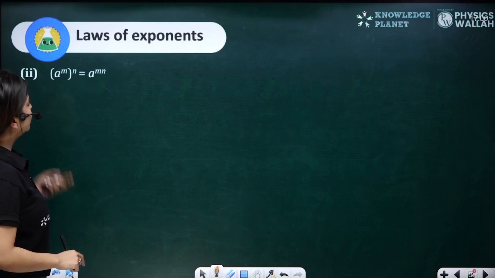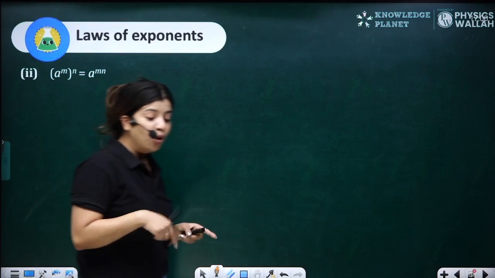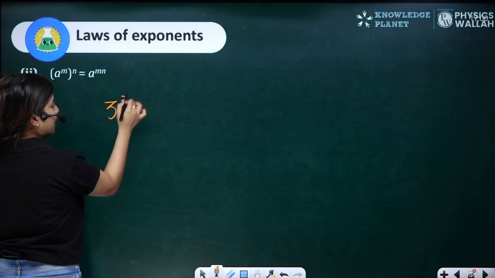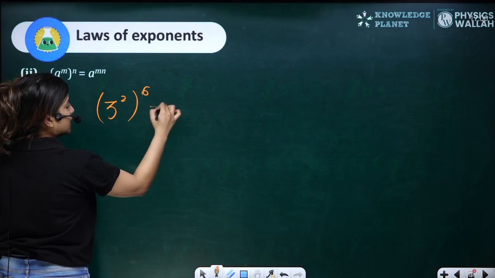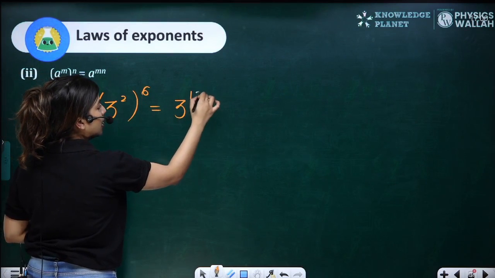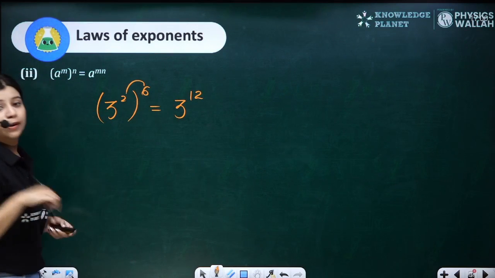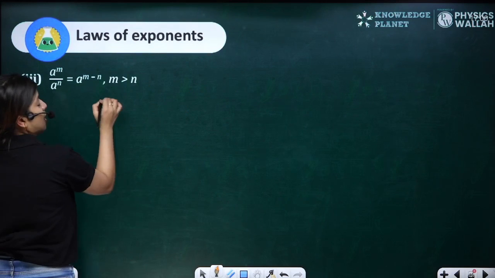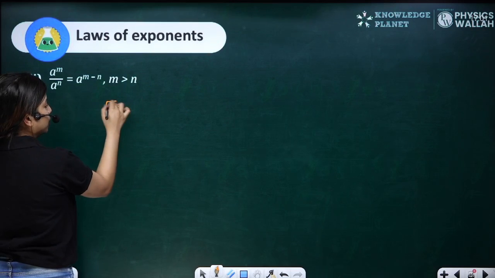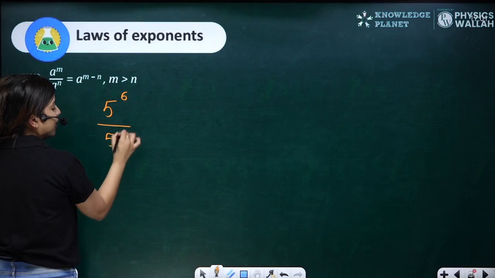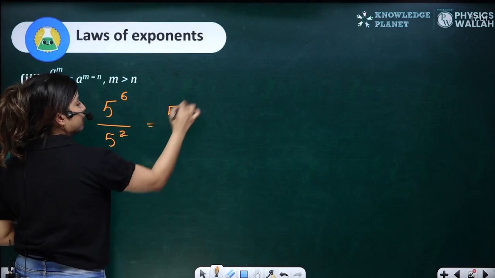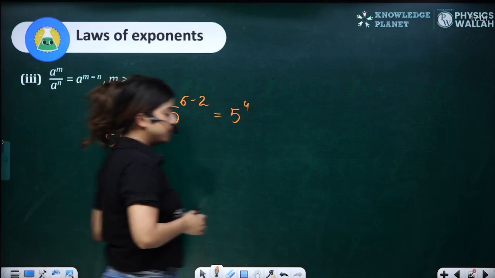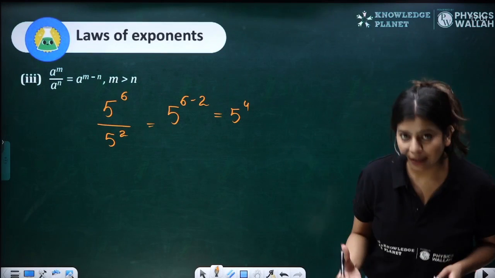The next thing that we have is a to the power m whole to the power n. For example, if we have a number that is 3 to the power 2 whole to the power 6, so this will become 3 to the power 12 because these two numbers will be multiplied. Next, we have the difference, that is division. For example, if we have 5 to the power 6 divided by 5 to the power 2, so this will become 5 to the power 6 minus 2, which is equal to 5 to the power 4. So when it's in division, we subtract them, right?